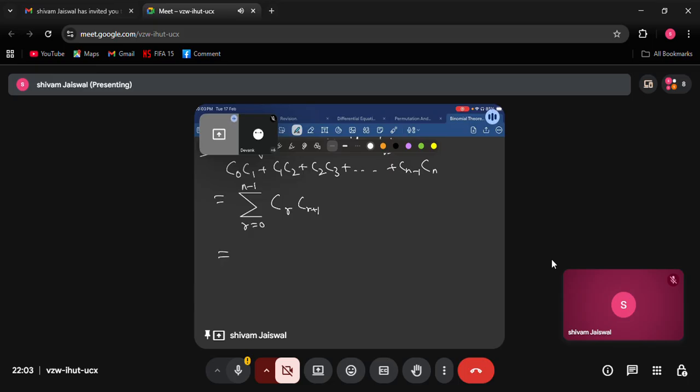Can I write it as summation of r equal to 0 to n minus 1, C n minus r into Cr plus 1? Okay. Acha, it was nC0 into nCr plus 1. So when you add, this will be equal to 2n C n plus 1. Hence proved.